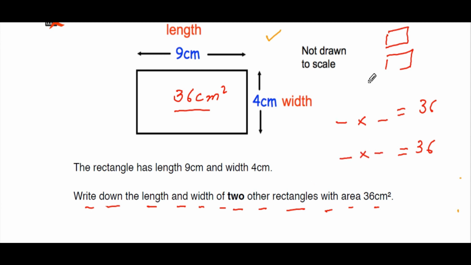What do we mean by this? It means that we already know one length and width, that is 4 times 9 equals 36. And what are these 4 and 9? They are the multiples of 36. Now we need to find other multiples of 36. How can we find this?